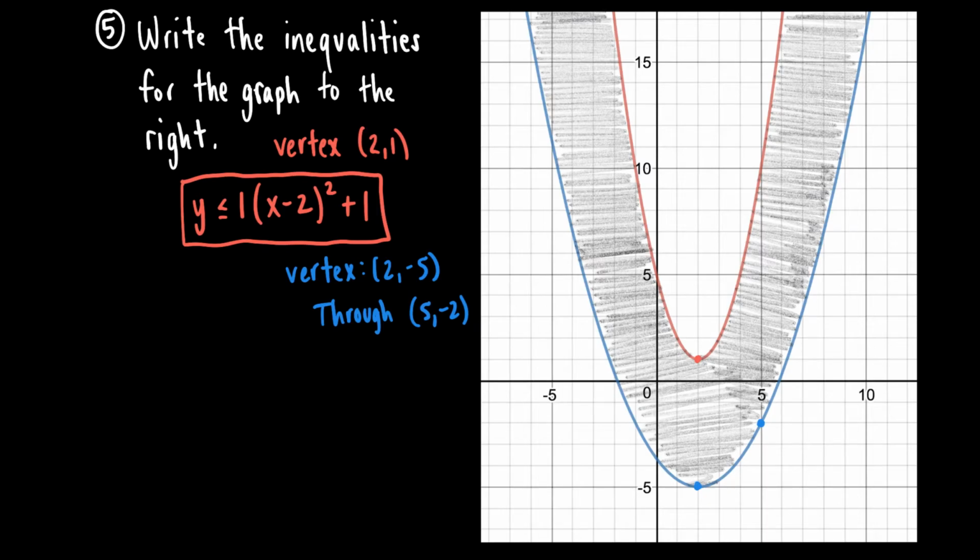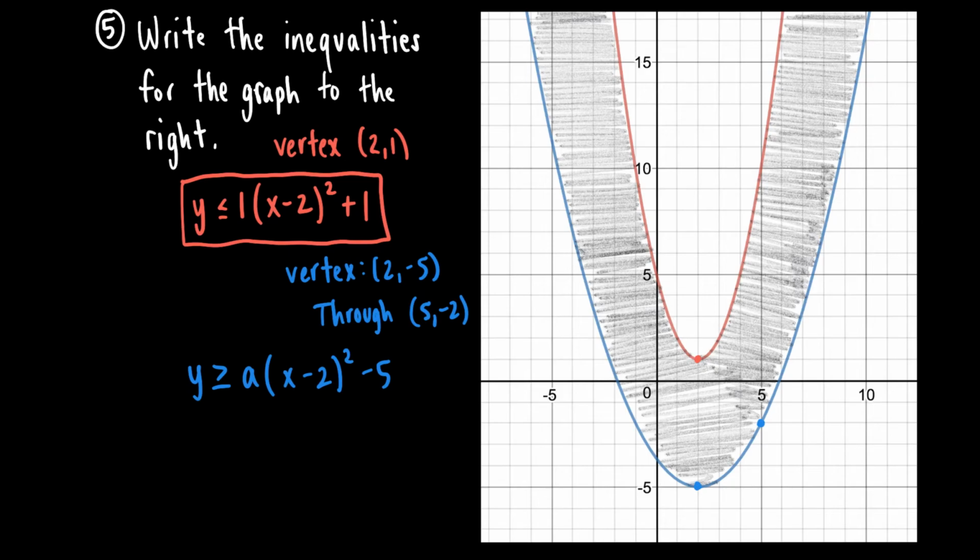All right, so let's write the inequality, not the equation, because we're supposed to shade above the blue. So we know for sure this is going to be y is greater than or equal to the a value, which I'm not sure of right now, but I do know it should be x minus 2 squared plus negative 5. I'm just going to write minus 5. I got the 2 and the negative 5 from the vertex, right? The x value of the vertex goes there, the y value of the vertex goes there.